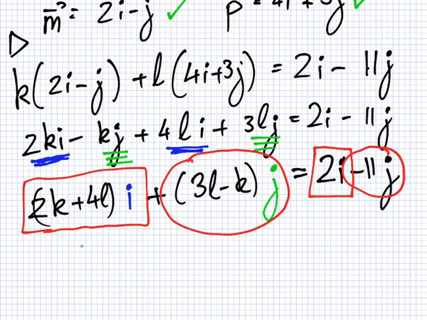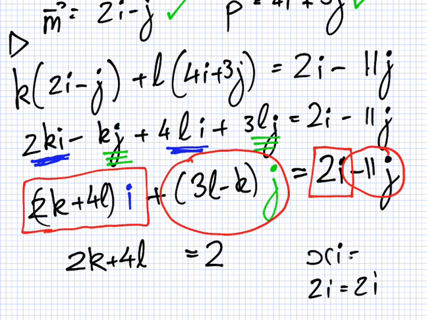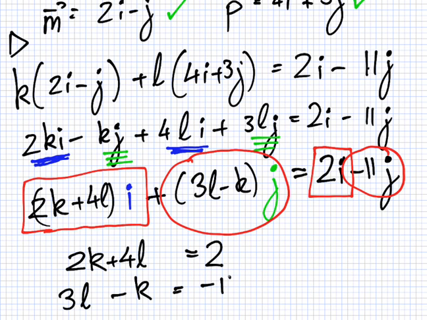On the left, how many i's do I have? I have 2k plus 4l i's on the left. How many i's do I have on the right? 2. They must be the same number. It's like saying 2i equals 2i. If I said xi equals 2i, what's x? 2. Now, on the left I have 3l minus k j's, and on the right I have minus 11j.